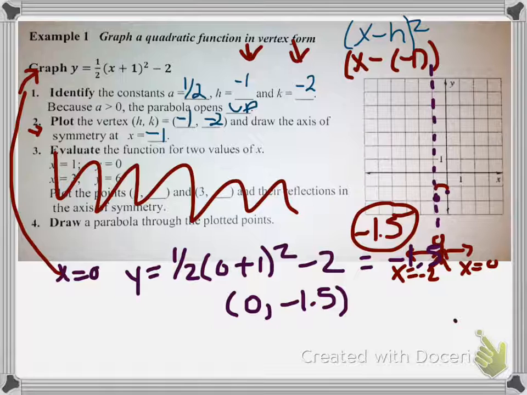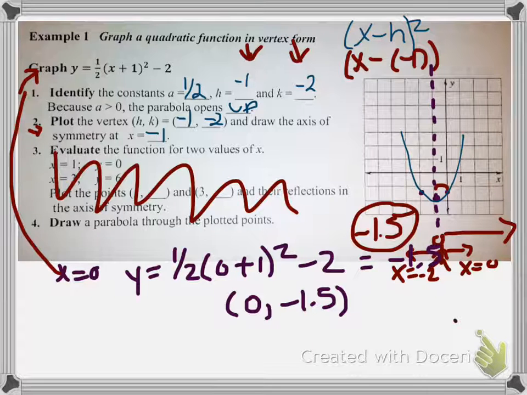How far is this from there? 1. So then I have to go 1 the other way, and it's going to give me my point right there. That is more than enough for you to draw your parabola. Now, can you pick something further this way? Yes, you can, but the problem is more than likely it won't fit in the graph.